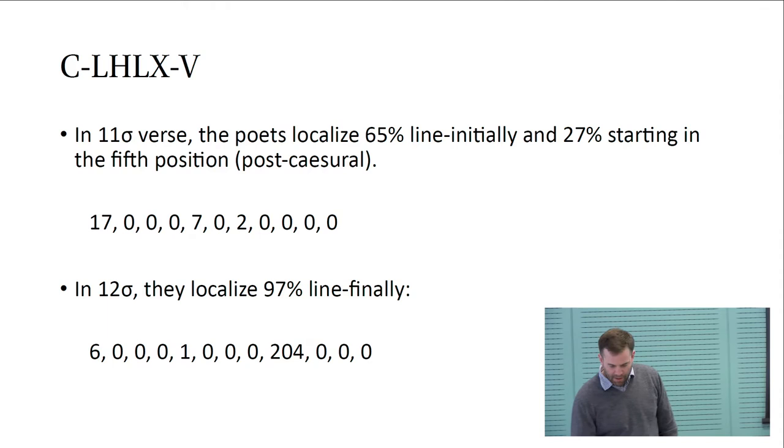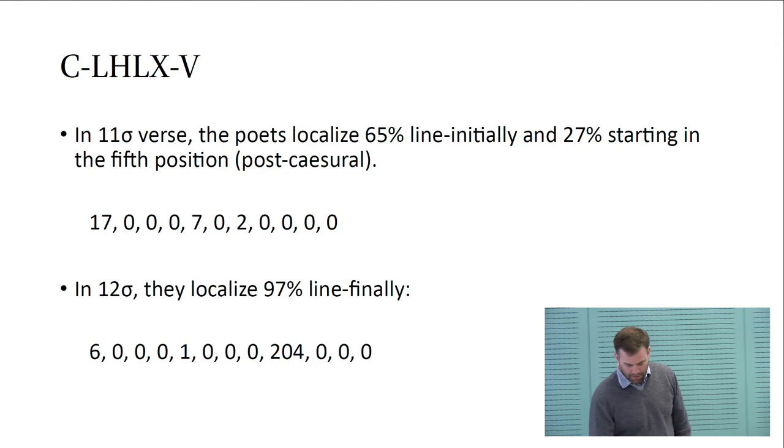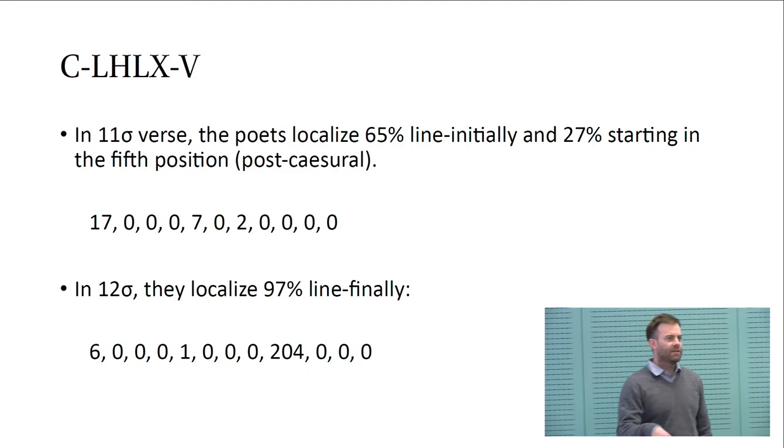Then in 11 syllable, in this particular shape class, we see that they localize most of them at the beginning of the verse, 17 of 26. The post-caesural position, starting in the fifth position, is another spot they'll put them. And then in 12 syllable, like 8 syllable, they just put them line finally, because the cadence there is likewise da-dun, da-dun.